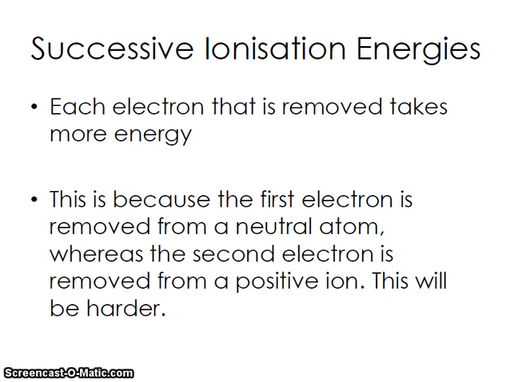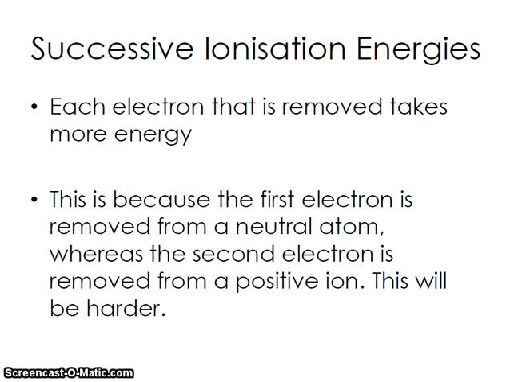Okay, so the next thing we need to look at is successive ionisation energies. So when you go from +1 to +2 to +3, +4, etc. And there's 2 important points about this. The first is that each electron that's removed takes more energy, and that's because the first electron is going to be removed from a neutral atom, whereas the second one, you're going to be taking it from something that's already positive, so it's going to be more difficult to remove. It's going to be harder. So each successive ionisation energy is going to go up.